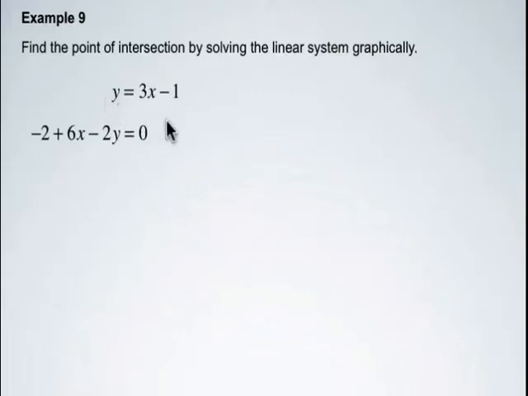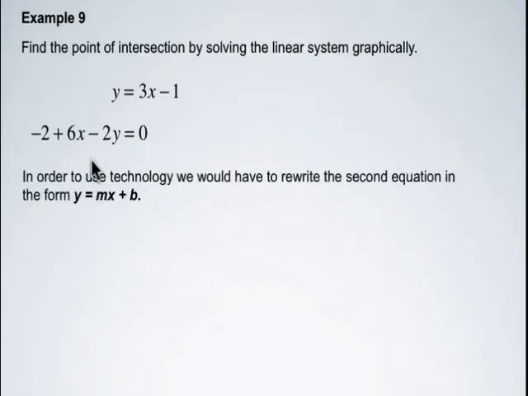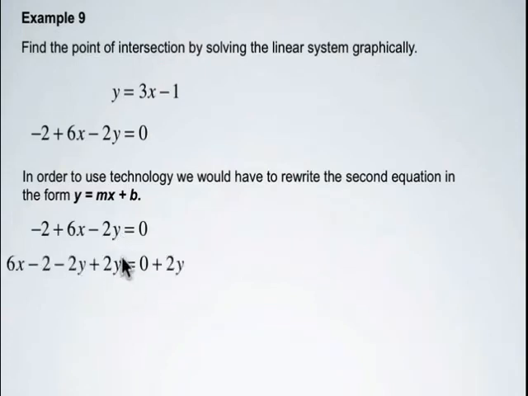Now, for using technology, our first equation is already in y equals mx plus b form. So what we're going to do is rearrange the second equation, and we're going to have to isolate y on one side of the equation just as we've done before. But I'm going to take a different approach, because the easiest way to isolate y on one side of the equation is just to add 2y to both sides. So this will be our first step.